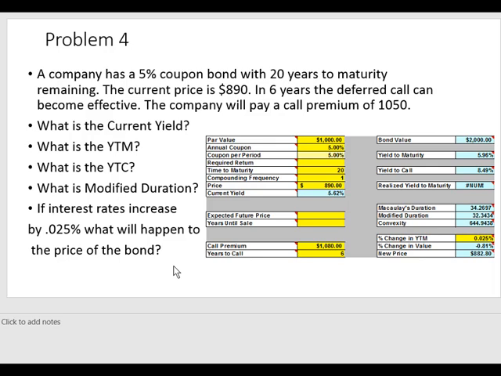So if you have any issues, again, I apologize for this number being wrong. You would type in the $1,050, and obviously the yield to call would be slightly different. So that is the fourth problem in our bond evaluation exercises.